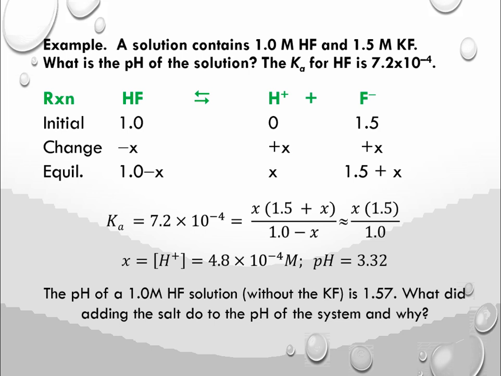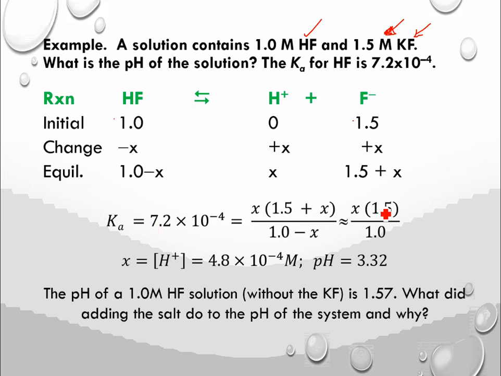So here's an example where we have a solution of hydrofluoric acid and potassium fluoride, 1 molar, 1.5 molar. What's the pH of the solution? Now, I haven't told you this yet, but this is a buffer system we've built. We have a weak acid and we have its conjugate base, the fluoride ion, available in the solution. This value for Ka we have. So we start off with our initial concentrations given in the question, here and here. We remove some of the hydrofluoric acid in favor of ions, and then we end up with our equilibrium expression.